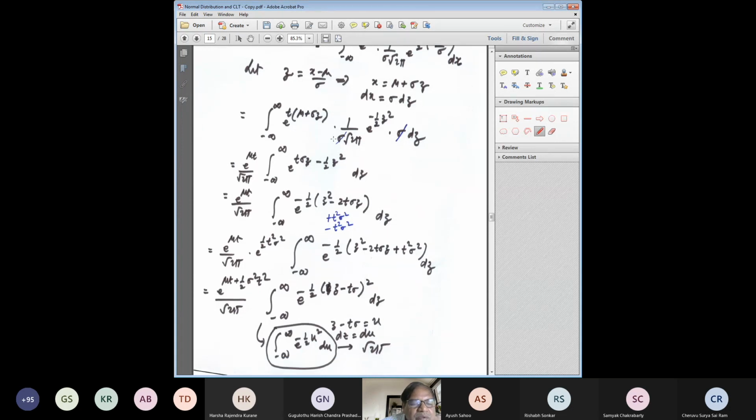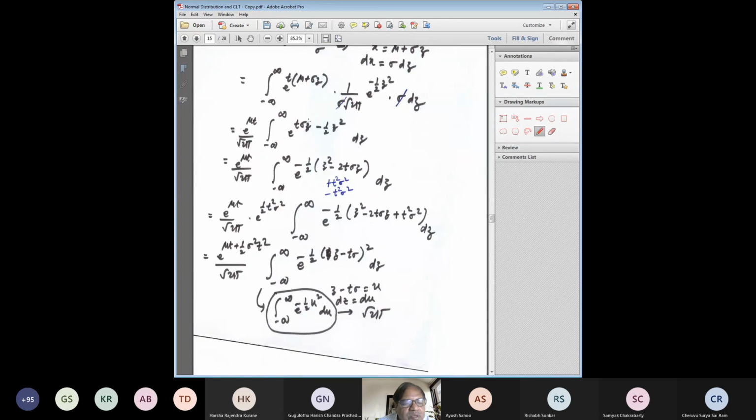Sigma gets cancelled. The terms which are independent of z, we take out. So e to the power mu t over root 2 pi we keep outside, and then you have to simplify the integral from minus infinity to plus infinity of e to the power t sigma z minus half z square dz. Sigma got cancelled.